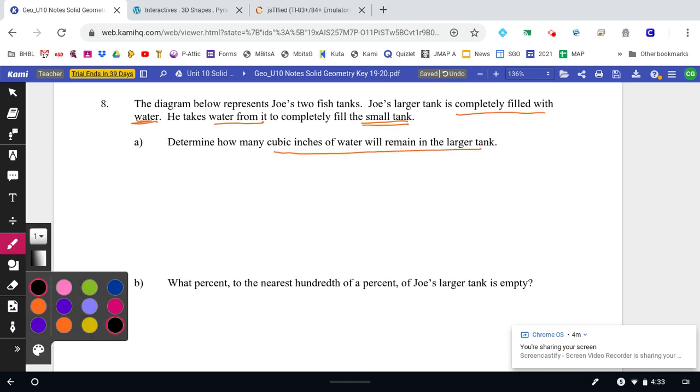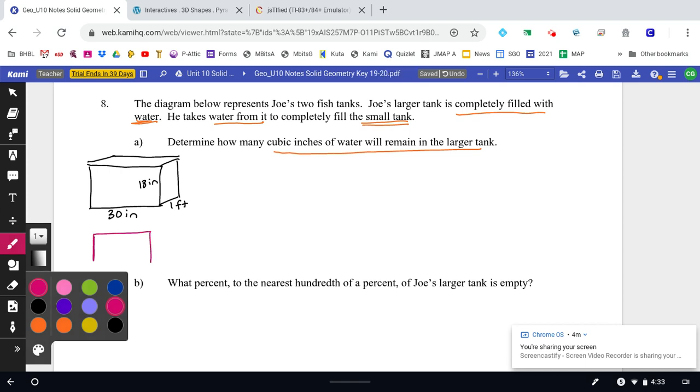So in my larger tank, we have about 30 inches by a foot by 18 inches. And in my smaller tank, sorry, this is my larger tank. Oopsies. No, not 1.5 feet. Oh, only by 6 inches. Okay, but by 12 inches. All right, so it's my smaller tank.